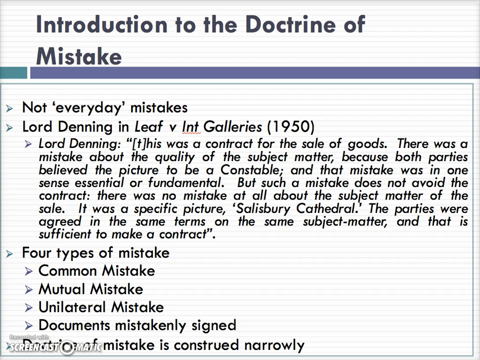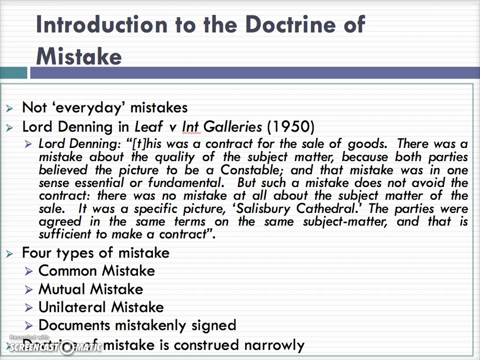In the words of Lord Denning, this was a contract for the sale of goods. There was a mistake about the quality of the subject matter because both parties believed the picture to be a Constable. And that mistake was in one sense essential and fundamental. But such a mistake does not avoid the contract. There was no mistake at all about the subject matter of the sale. It was a specific picture, the Salisbury Cathedral. The parties were agreed in the same terms on the same subject matter, and that is sufficient to make a contract.